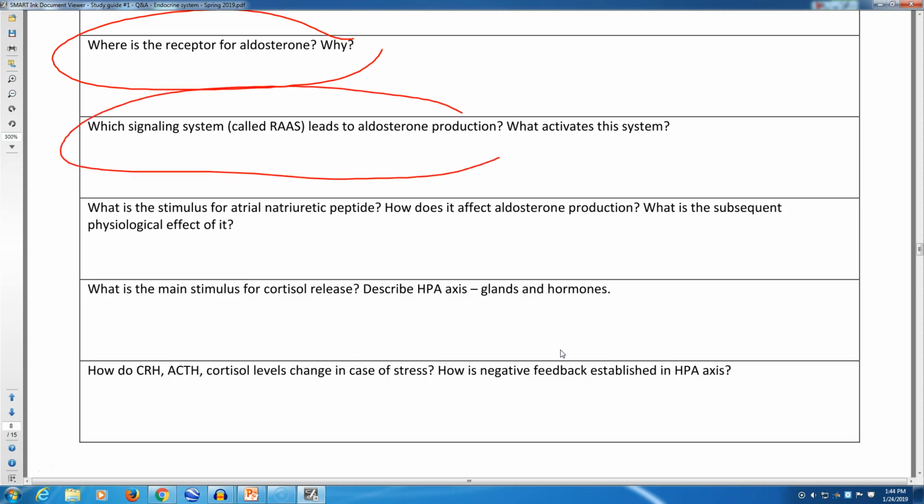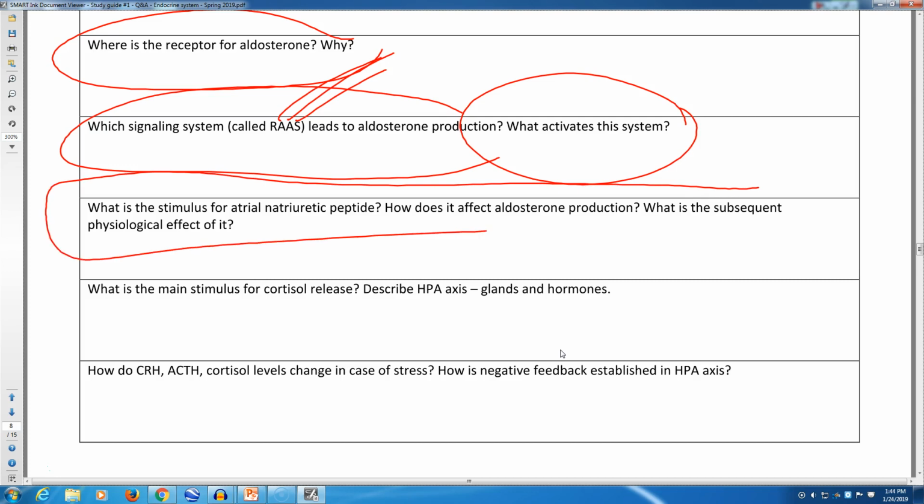Signaling system. Now you have the full picture. Renin-Angiotensin-Aldosterone System. What activates this system? Anyone remembers what activates renin? Low BP, low blood pressure.